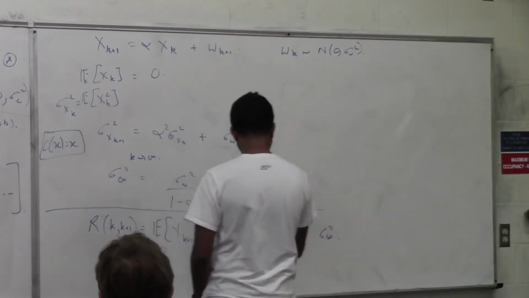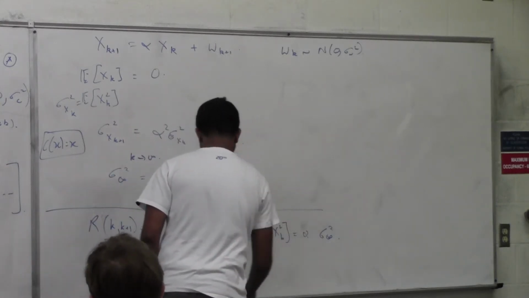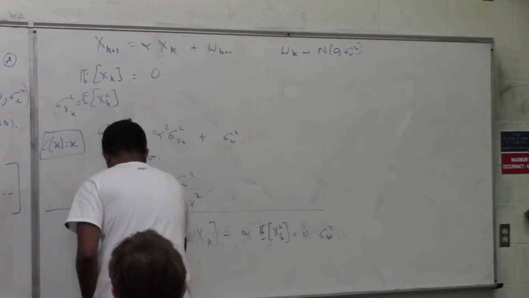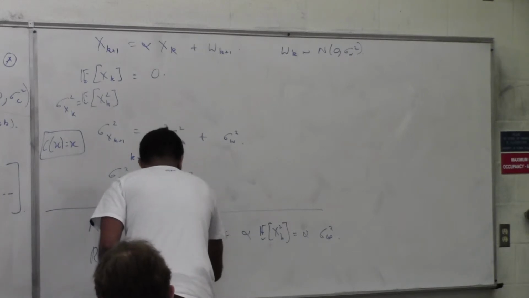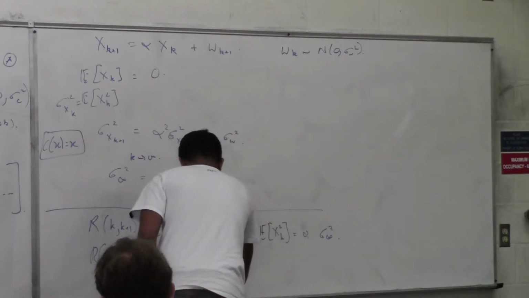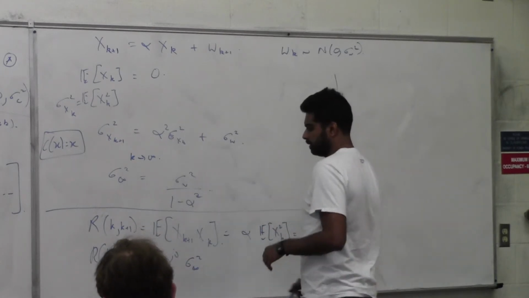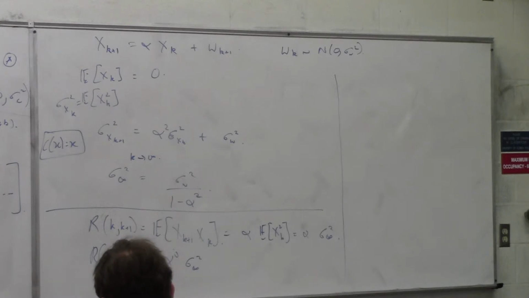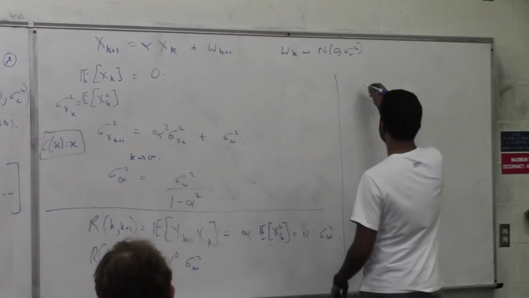Okay, because as k goes to infinity, this is the variance, and similarly I think you can show that r of k comma k plus j is given by alpha to the power j times sigma infinity square. Okay, now using this and this and this, you get a formula for the central asymptotic variance.